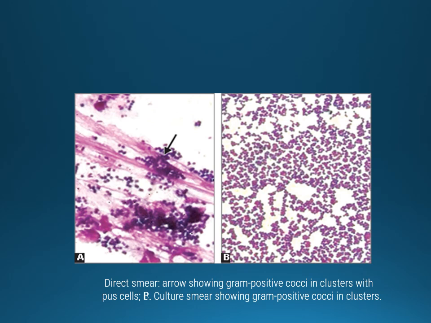Here you can see the first smear showing gram-positive cocci, and the pink ones you can notice are the pus cells. Whenever you are directly staining the sample, you will notice certain other cells also, which tell you that it is from the sample. In another smear you can see only gram-positive cocci. There are lots of GPC there. They are from the culture plate because only that bacteria has grown, so you will not notice any other cells.